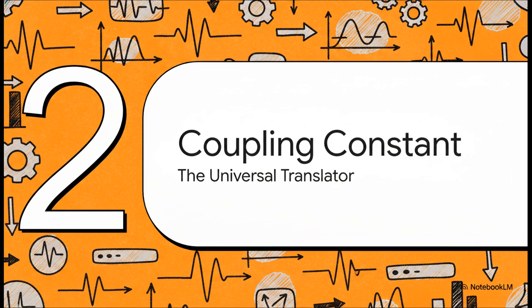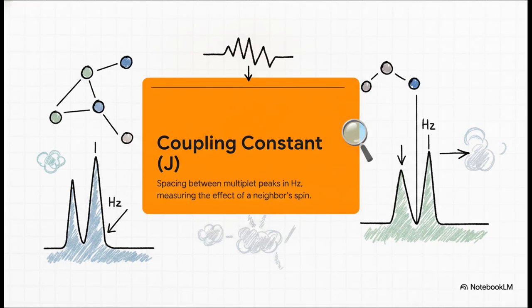Which brings us to Section 2, defining the coupling constant, the universal translator. So to actually translate these spectra, we rely on a critical metric called the coupling constant, represented by the letter J. Think of J as an invariant physical measurement of how strongly one atomic neighbor is whispering to another. When adjacent protons interact through their shared electron bonds, they split each other's signals. The physical distance between those split peaks, that is your coupling constant, and it's always measured in hertz. Take ethyl iodide, for example. The coupling constant between its interacting protons is exactly 7.5 hertz. It's a fundamental, unchangeable property of the molecule itself.